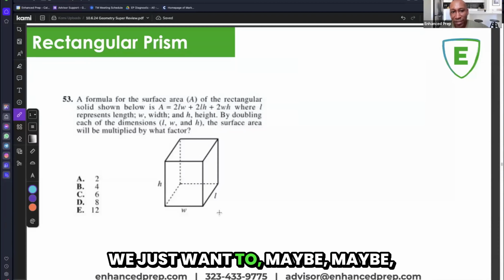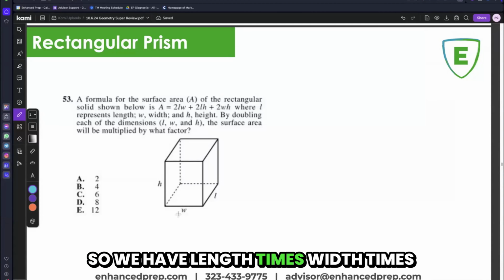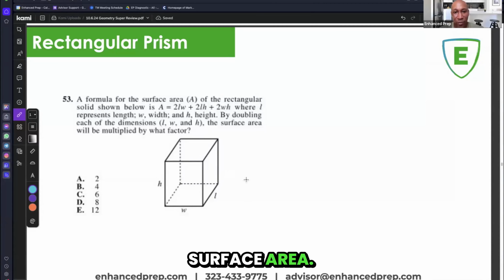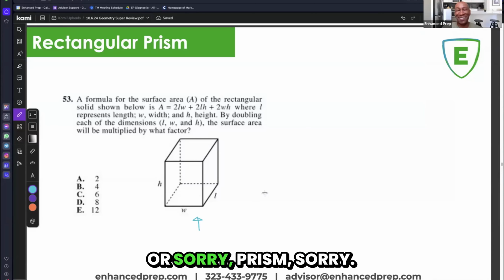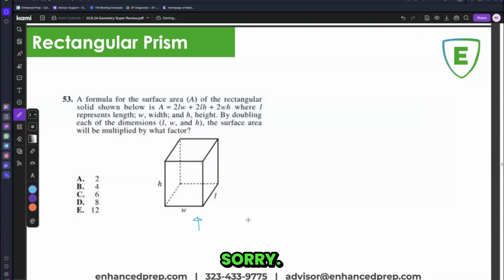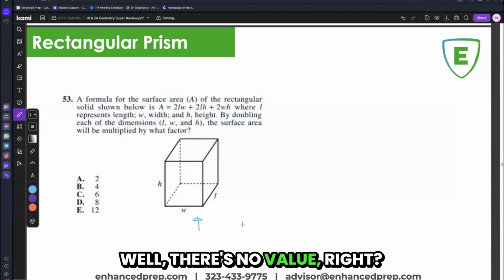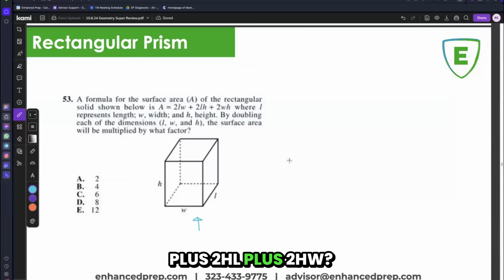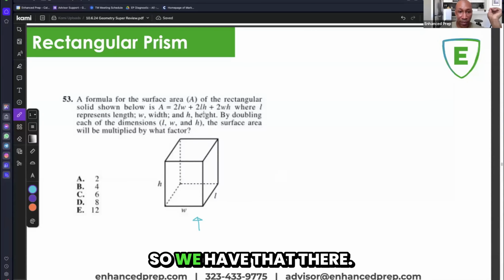of what? So we just want to, maybe, right? So we have length times width times height, right? And then we're talking about the surface area. So what is going to be the surface area of this prism? Sorry. Well, there's no value, right? So would it just be like 2LW plus 2HL plus 2HW? Okay, cool, right? So we have that there.